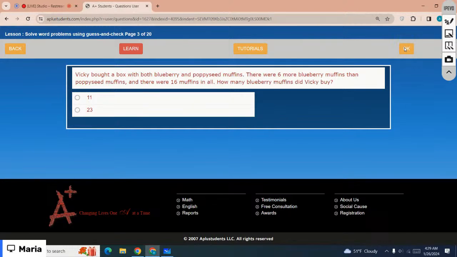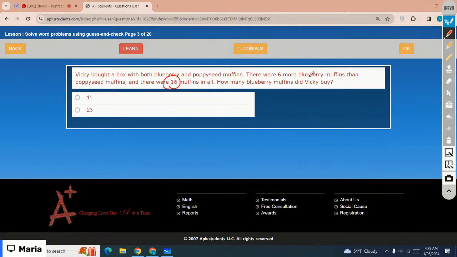Vicky bought a box with both blueberry and poppy seed muffins. There were 6 more blueberry muffins than poppy seed muffins, and there were 16 muffins in all. How many blueberry muffins did Vicky buy? Which is the correct option? The total is 16, right? And the blueberry muffins are 6 more than poppy seed muffins. So, which is the correct option?